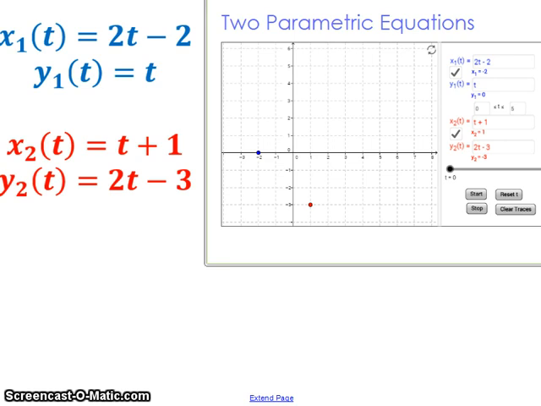So let's take a look at these two sets of parametric equations and see about the collision. We've got a simulation set up over here, and so I'll just go ahead and start that, and we can see what happens. So it looks like they're heading maybe to where their paths are going to cross. The question is, do they cross at the same time? And the answer is yes, it looks like they did. So how can we verify that for sure?